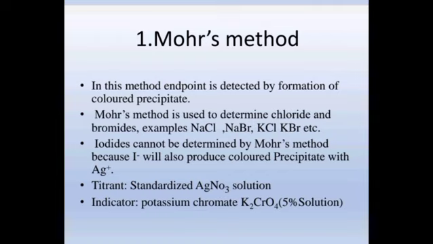Iodides cannot be determined by Mohr's method because I- will also produce a colored precipitate with Ag+. Here the titrant is standard AgNO3 solution and the indicator is potassium chromate, K2CrO4. An example of Mohr's method: K2CrO4 plus 2AgNO3 gives Ag2CrO4 plus 2KNO3. The reaction is carried out in neutral medium for determination of Cl- and Br-.